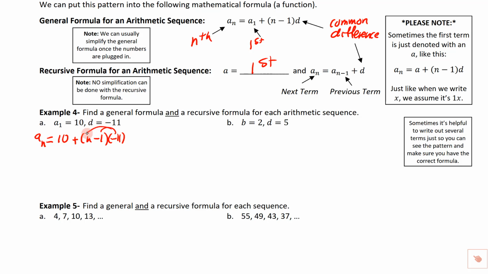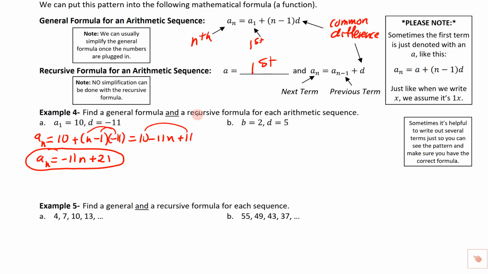So we're going to distribute through. So we're going to get A sub n. Oops, let me do it over here. So this is going to be, let's see, we've got a 10 and then minus 11n and then plus 11. So if you put the two of those together, we get 21. So I'm going to write down A sub n equals negative 11n, and then I'm going to add the 10 and the 11 together, and we end up with 21. So this is the nth term formula, the general formula, the explicit formula for that sequence right here.